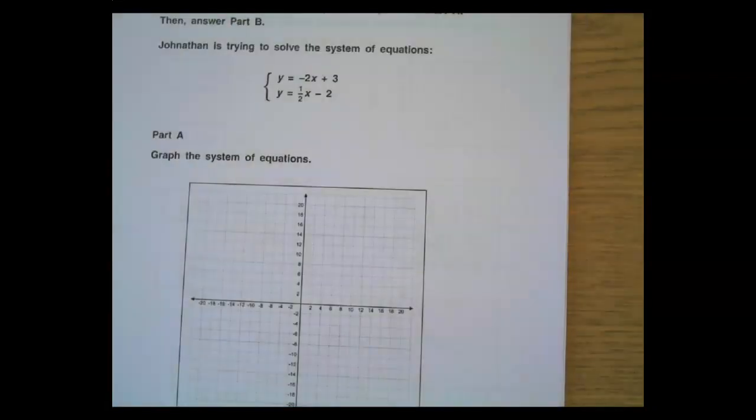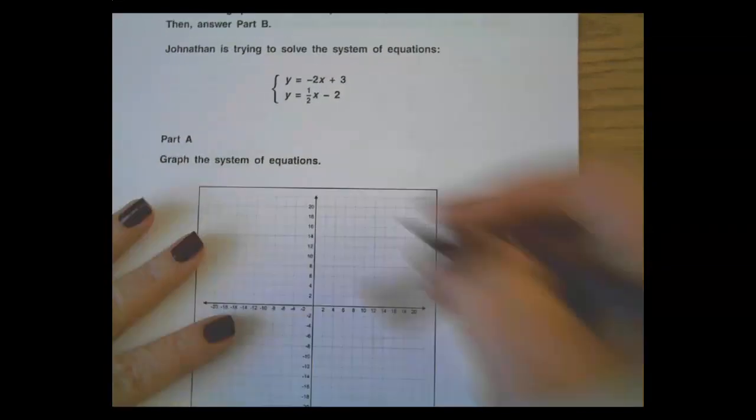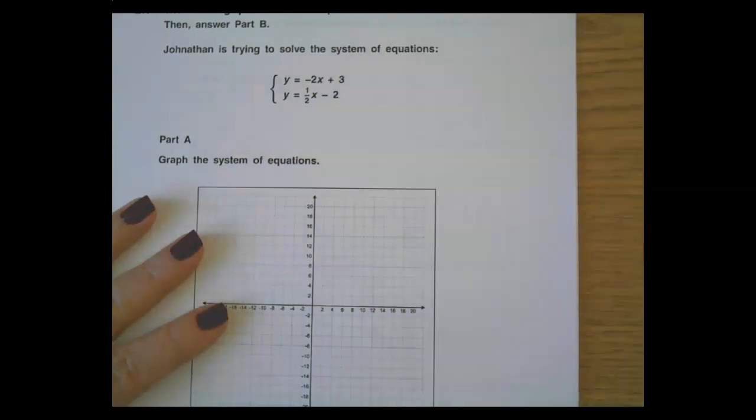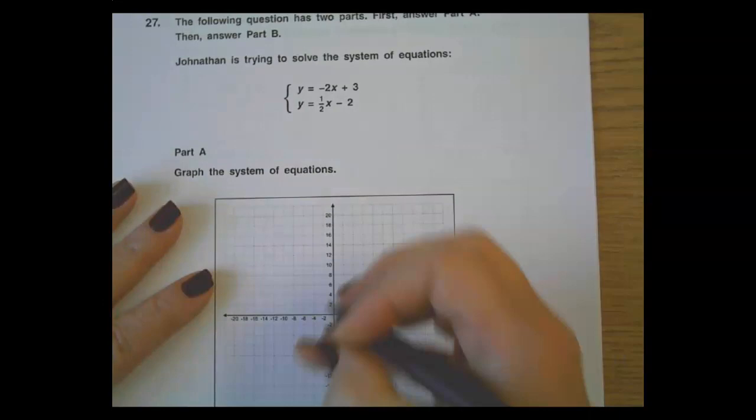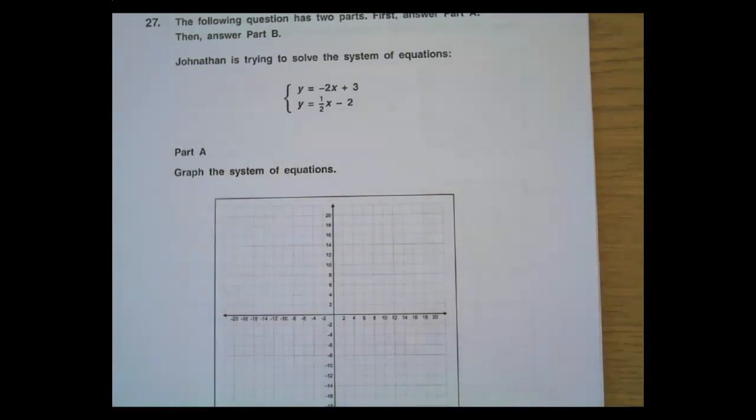On to the next. Let's graph these babies. Ah, this is easy. You can do this on Desmos or on your own. Again, these are all in slope-intercept form. So my y-intercept is a +3, and I need to get my glasses on.